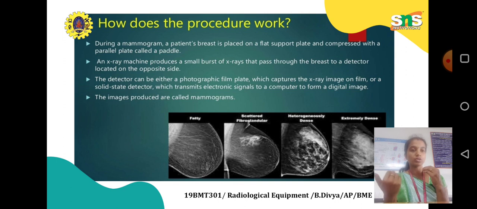The detector can be either a photographic film plate, which captures the X-ray images on film, or a solid state detector, which transmits electronic signals to a computer to form a digital image. The images produced are called mammograms. You can see how the images have been produced and taken at different angles, as shown here. Thank you.